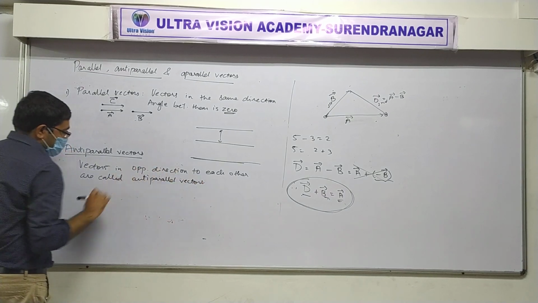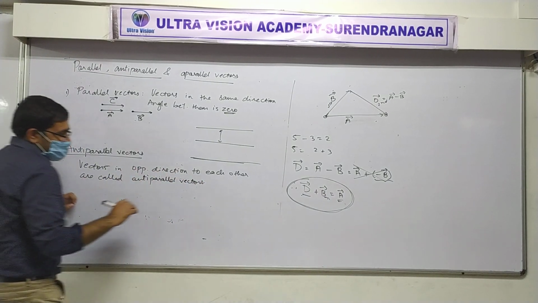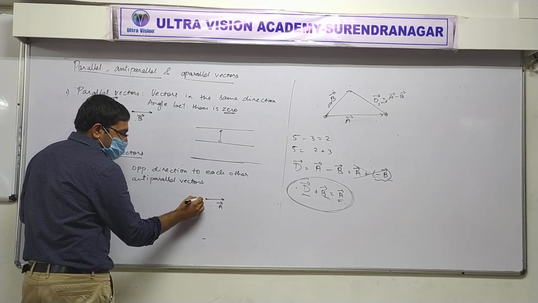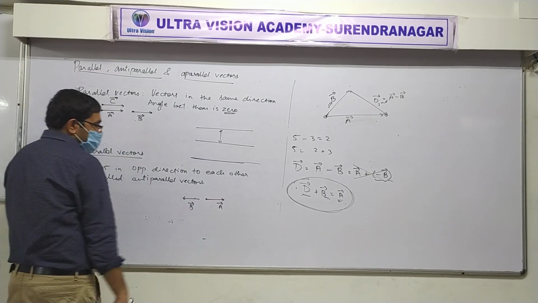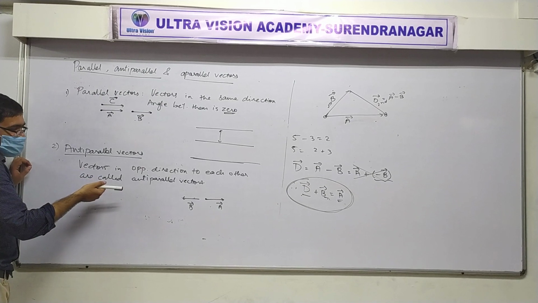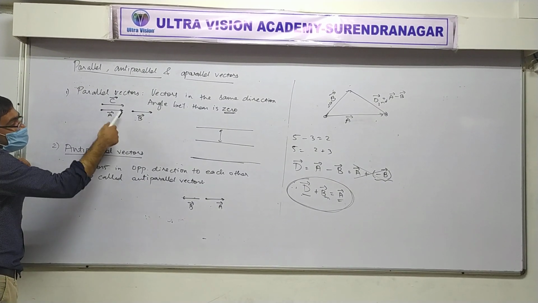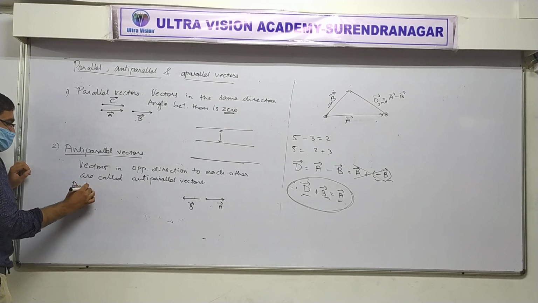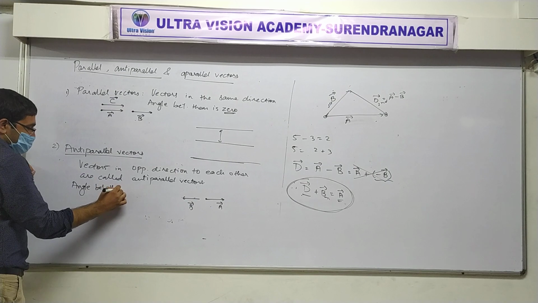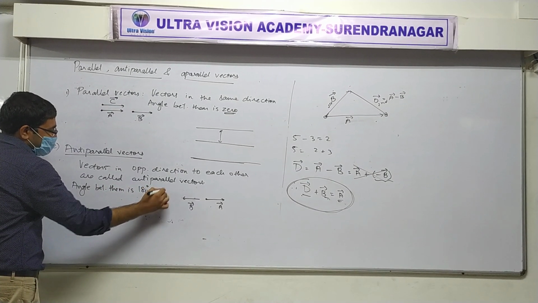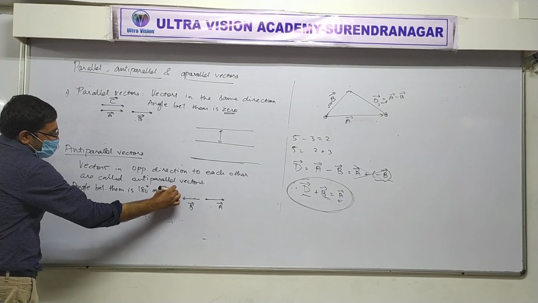Okay. So let's draw them and figure out the angle. Suppose I draw here, this is A vector and this is B vector. Anti-parallel. What is the angle between them? Zero? No. The angle between them is 180 degrees, or pi. Yes, pi, right? Forgot pi radians.